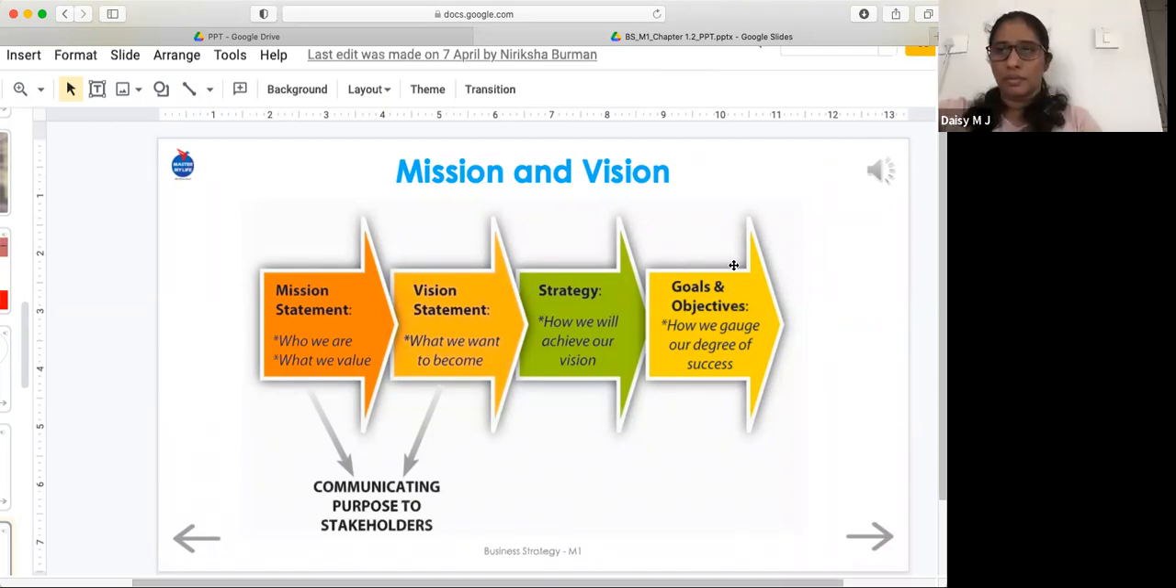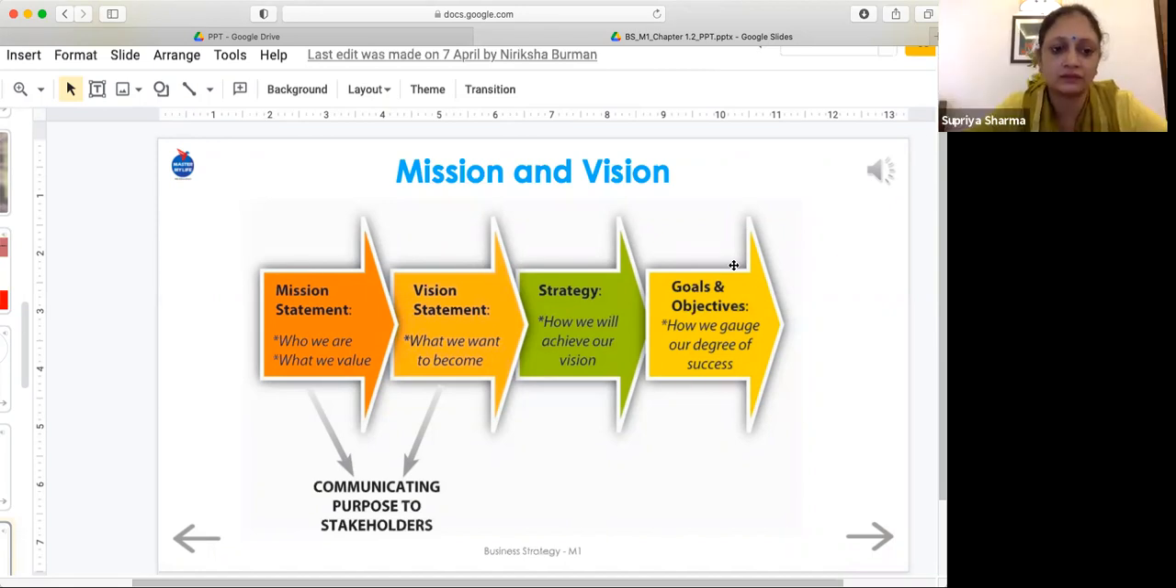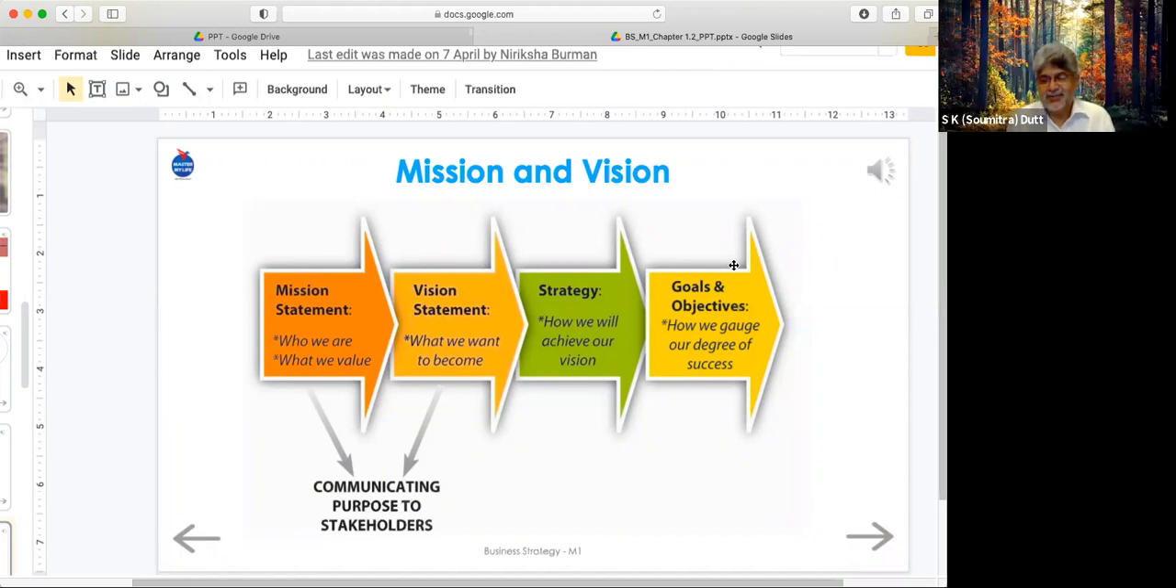Anybody else? Any other example that you want to have? Anything that you've seen? Yes, Mr. Dutt, today you're not speaking anything. Any inputs from you?